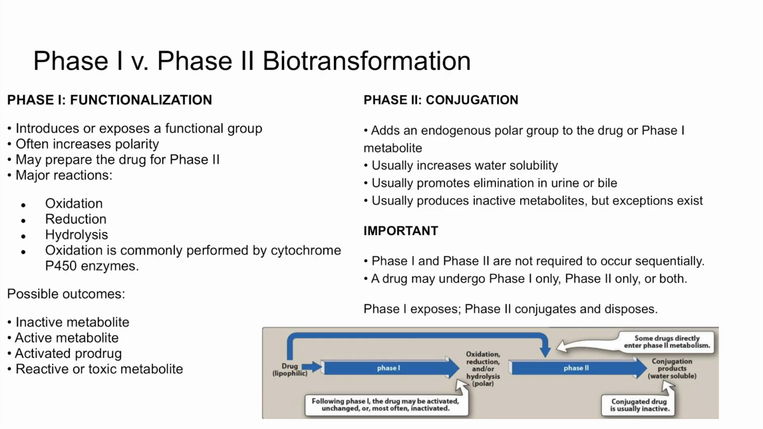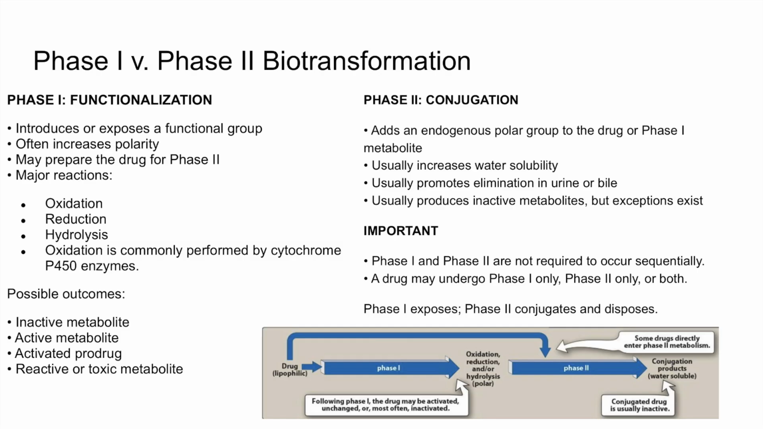Conjugation usually increases water solubility and promotes elimination in the urine or bile. The product is usually inactive, although exceptions exist. The 2 phases do not have to occur sequentially. A drug may undergo phase 1 only, phase 2 only, or both. But just remember that phase 1 exposes, phase 2 conjugates and disposes.